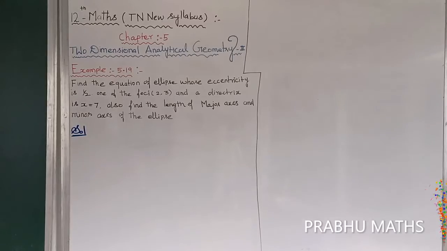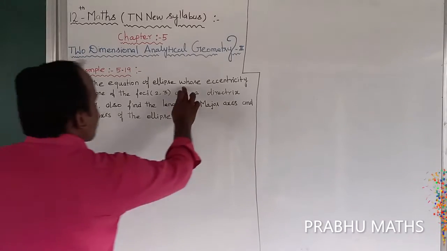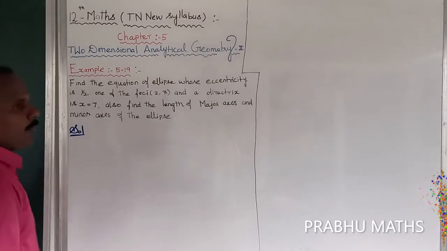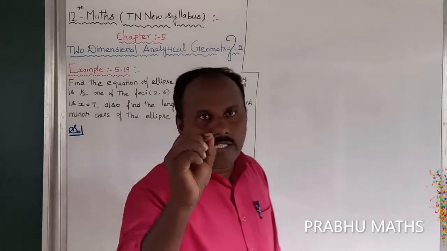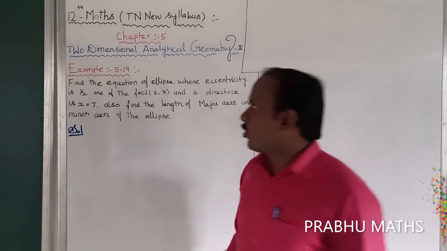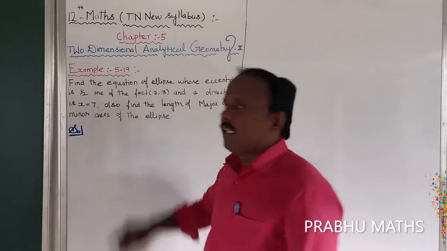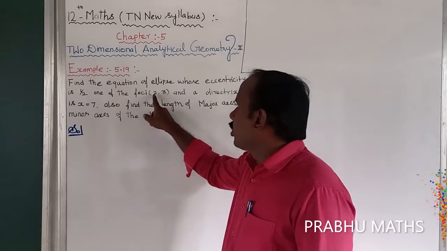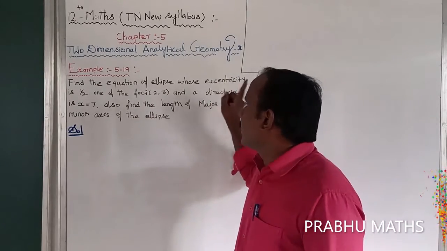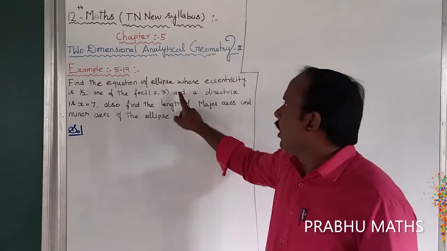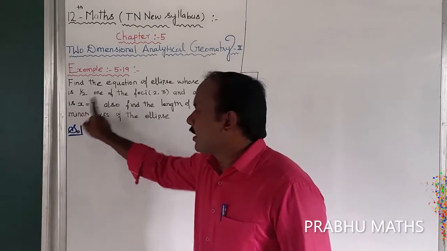Example 5.19. Find the equation of the ellipse whose eccentricity is equal to 1 by 2. So eccentricity, the small letter e, is equal to 1 by 2. One of the foci, that is called the focus, is (2, 3). So eccentricity is given, next the focus is given, and the directrix is x equal to 7.